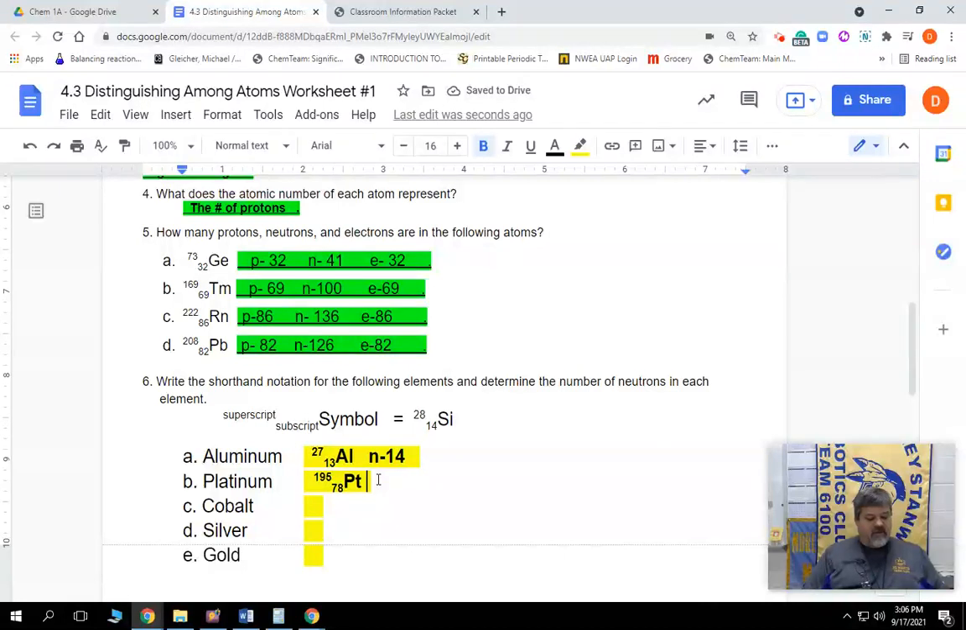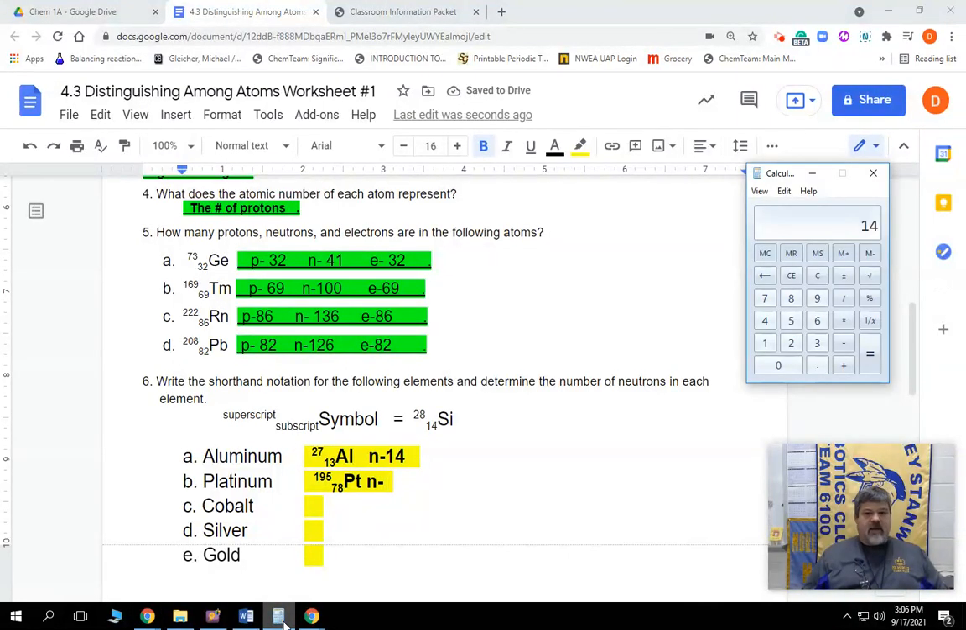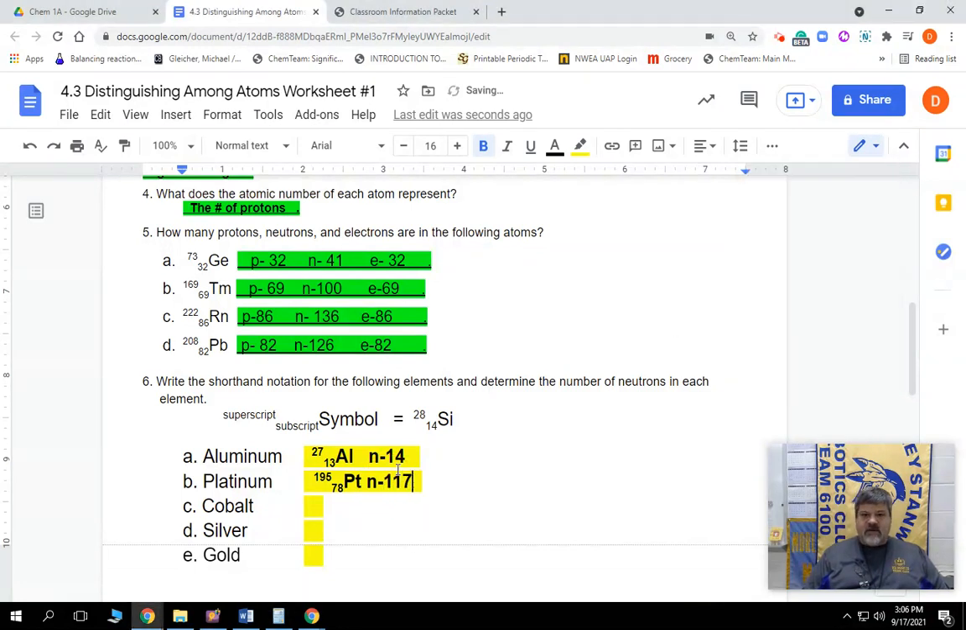Now we've got to figure out the number of neutrons. We're going to get our calculator back out, clear it, and take our 195 minus 78 equals 117. So we have 117 neutrons.